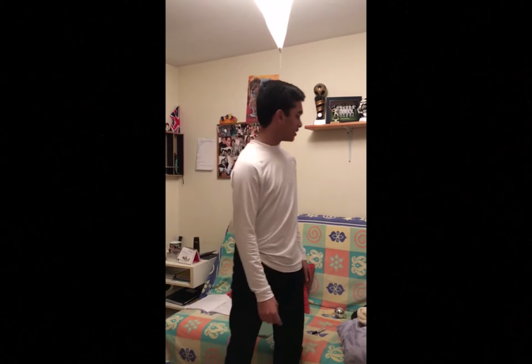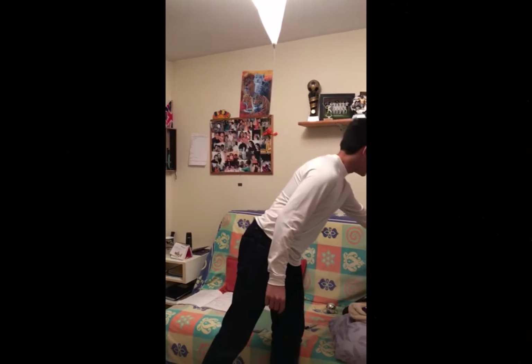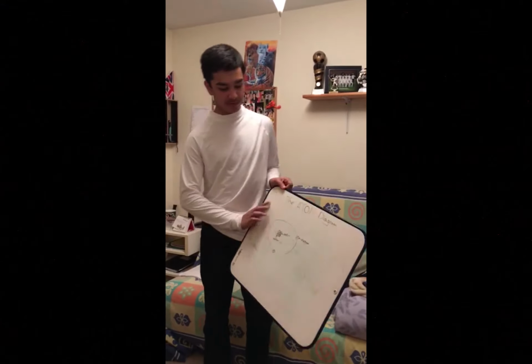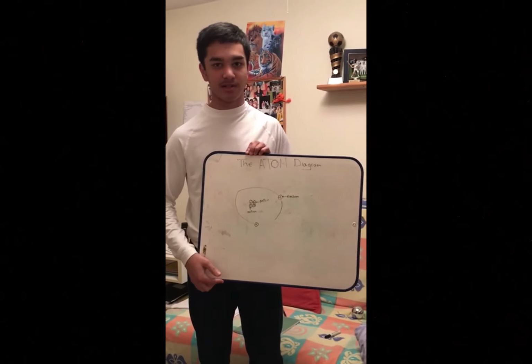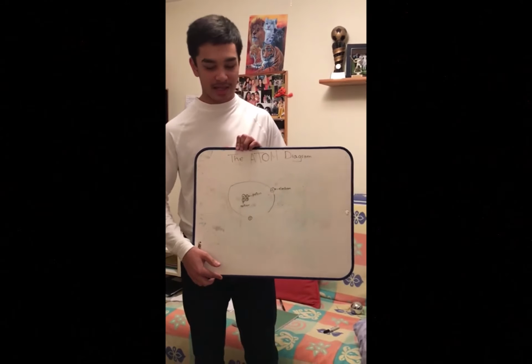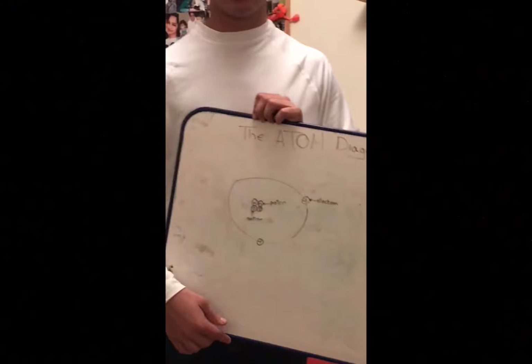So I'm going to be talking about the atomic structure of an atom and isotopes. The first point is, how are atoms formed? So atoms are formed with a nucleus of protons and neutrons with electrons in the outer shell.